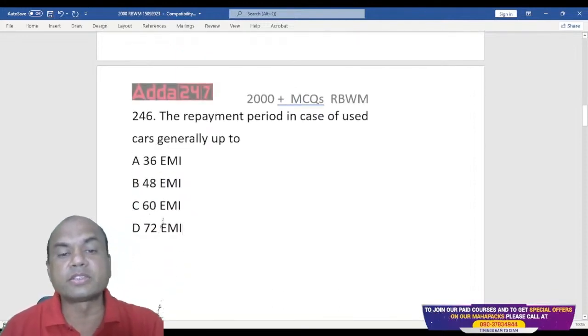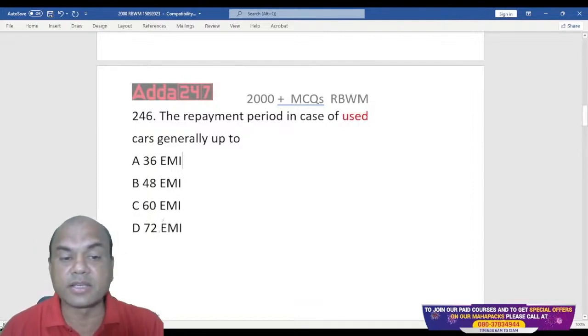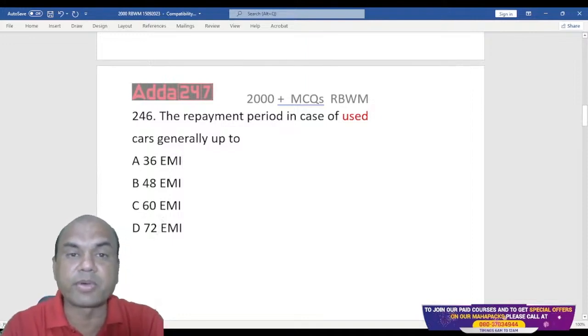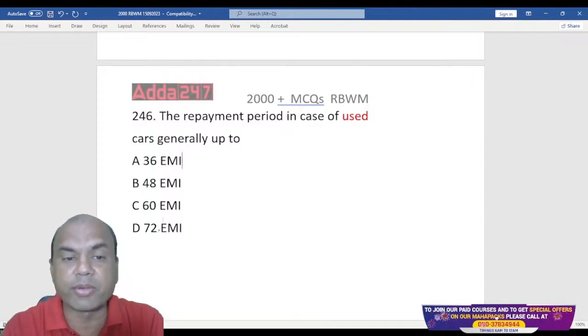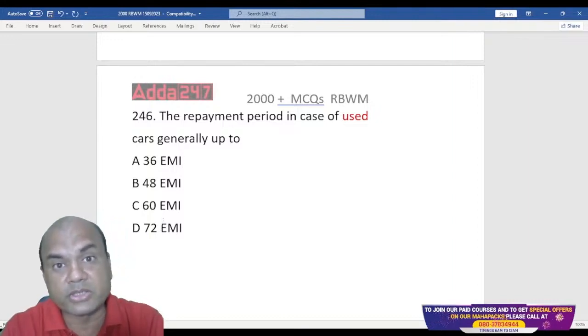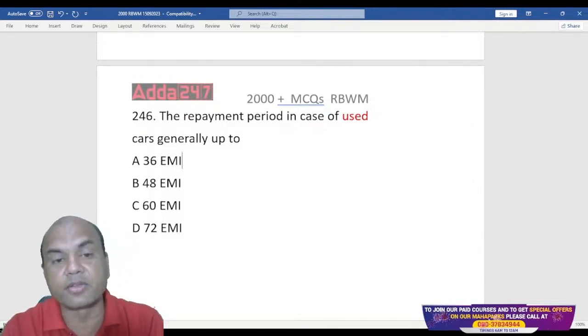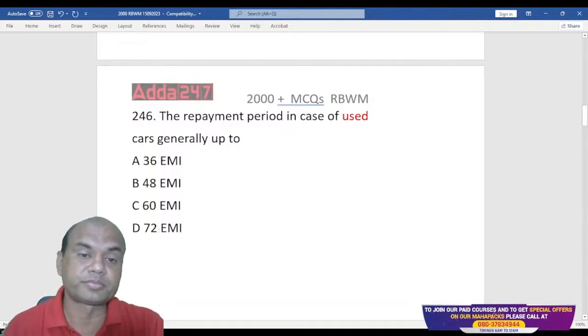The repayment period in case of used car. Now, look at this. We are talking of used car over here. In case of used cars it is generally 36 EMI. What is 48 EMI? 60 EMI and 72 EMI. So, it is used car, second-hand car, right? See here, that depends on what type of car you are purchasing. Suppose if I am purchasing a very old car, then the repayment period will be different. It can be 24 months also, it can be 12 months also, depending on bank to bank. So, it's upon the bank to decide what should be the repayment period for the used car loans, depending on the life of that car.